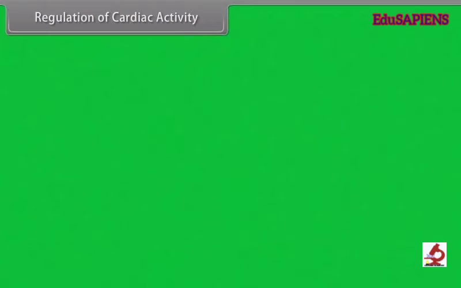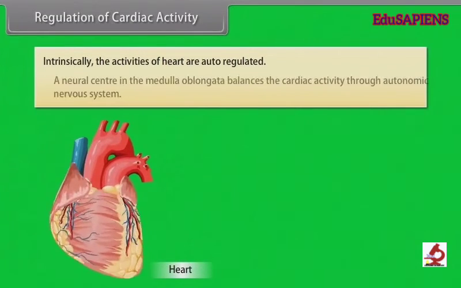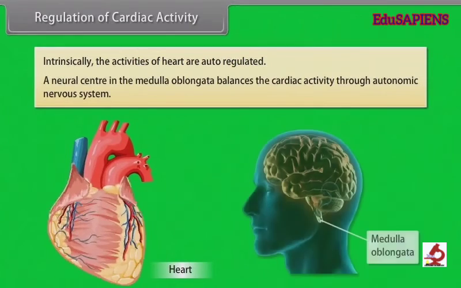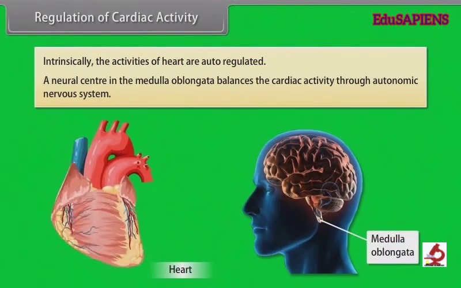Regulation of cardiac activity. Intrinsically, the activities of heart are auto-regulated. A neural center in the medulla oblongata balances the cardiac activity through autonomic nervous system.